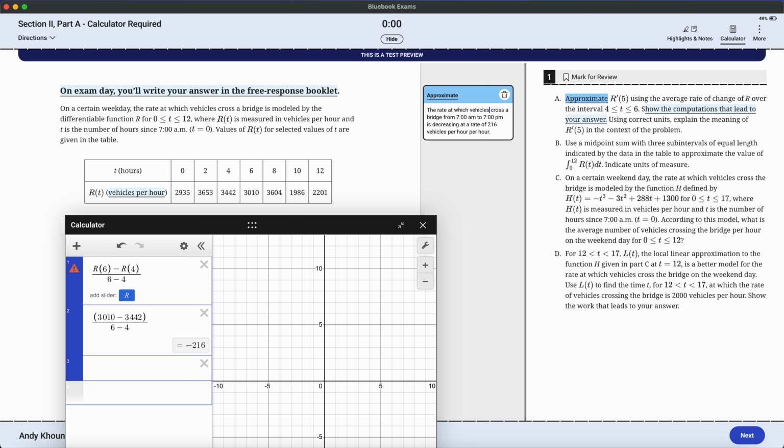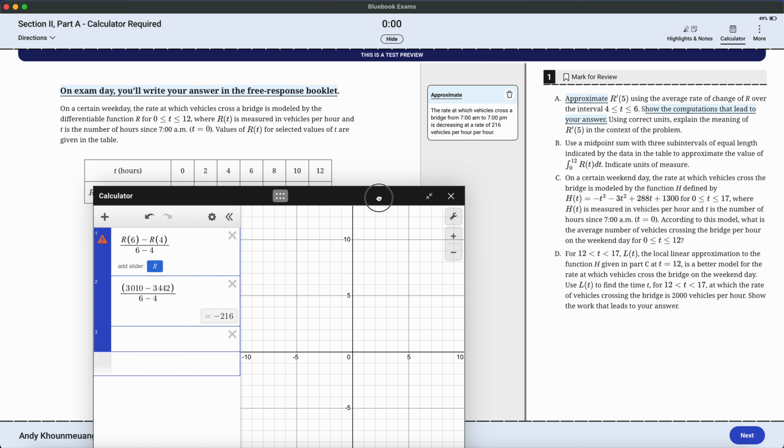Remember that whenever you're writing the context of a problem, you need a couple of things. You need the noun, aka the context. You need the time from t is equal to 0 to t is equal to 12. And then you also need your rate. In this case, we have decreasing at a rate of 216 vehicles per hour per hour. Okay, you would do that for part A.